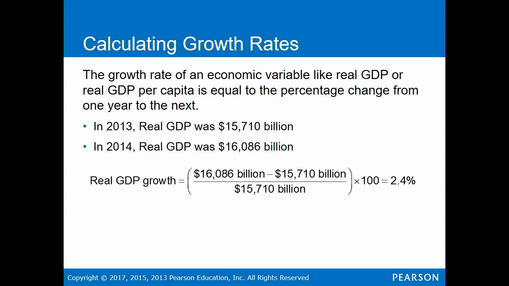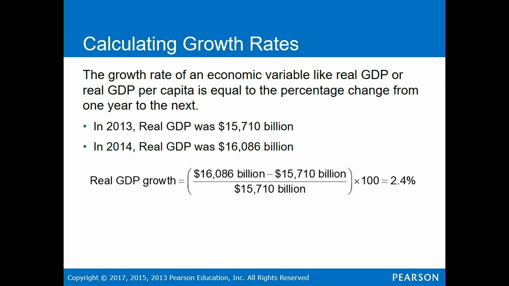So when we talk about the growth rate for something like GDP, it's going to equal the change from one year to the next. Just very simply, if we have real GDP of 15 billion in 2013 and 16 billion in 2014, we want to calculate the growth rate. I always remember it this way: the percent change equals the new minus the old, divided by the old, times 100. So we take 2014 in this case, subtract 2013, the first period, and then divide by the first period. So we can get that percentage change.